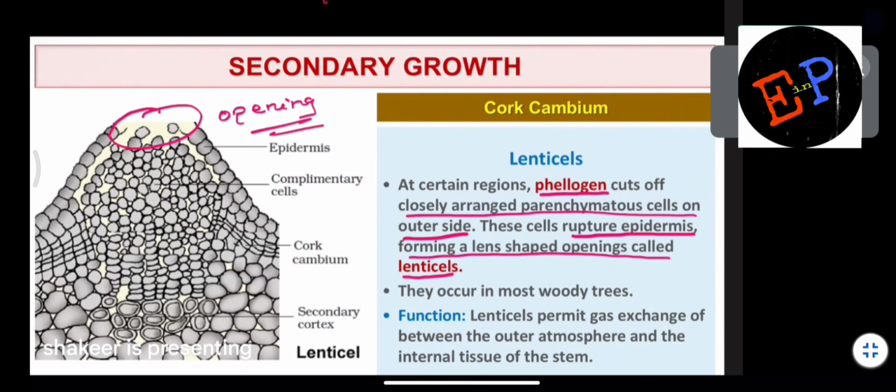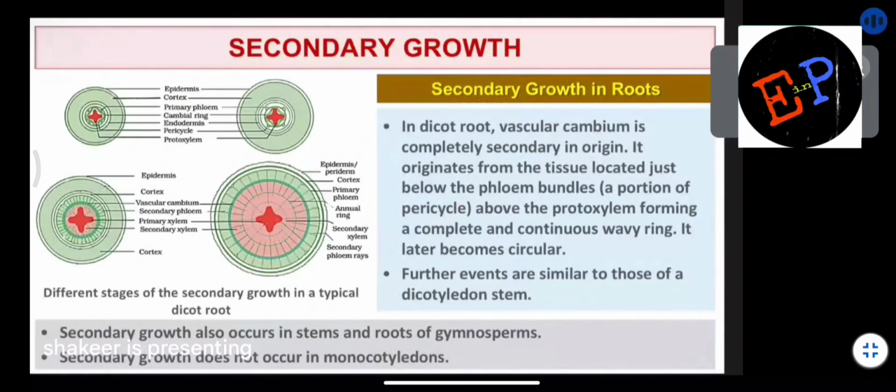Clear? And where do they occur? They occur in most woody trees. That is, in very, very big trees where you find a lot of wood, you can find these lenticels, openings in the stem. Okay? So lenticels permit gaseous exchange between the outer atmosphere and the internal tissue of the stem. So what is the function of lenticels, ma? Gaseous exchange is the function. That's it. Clear?